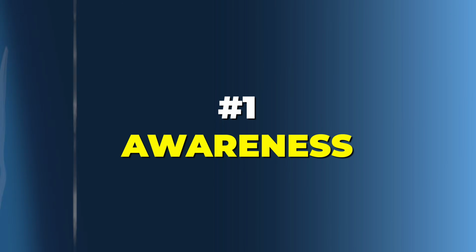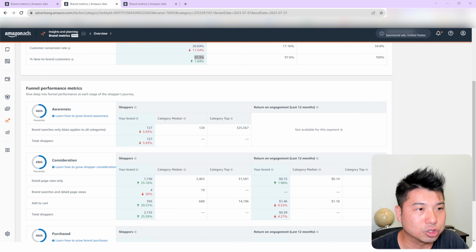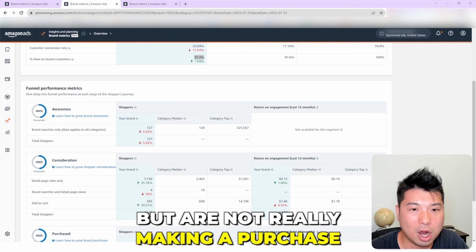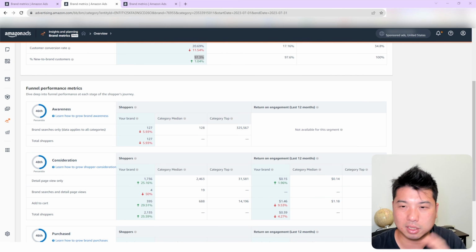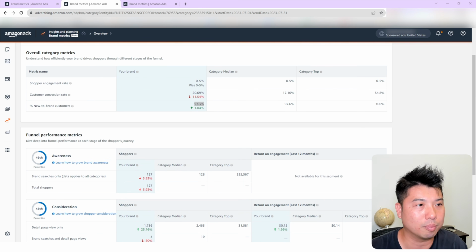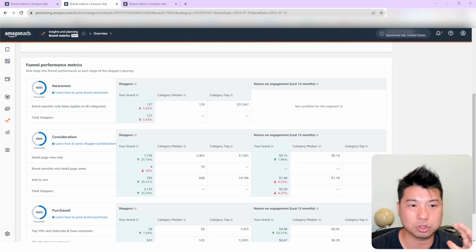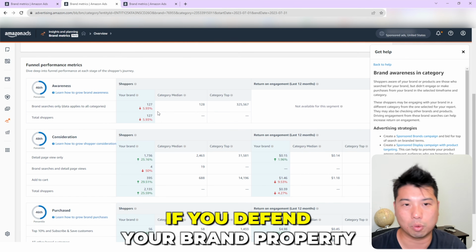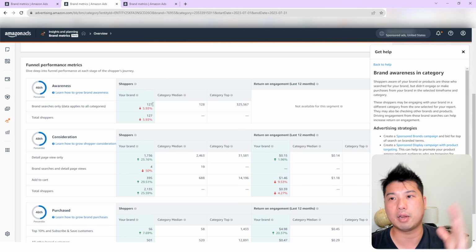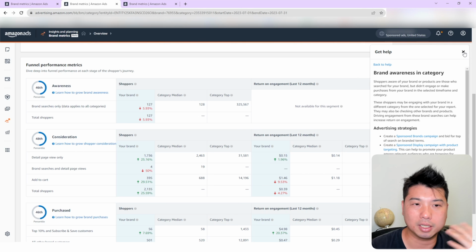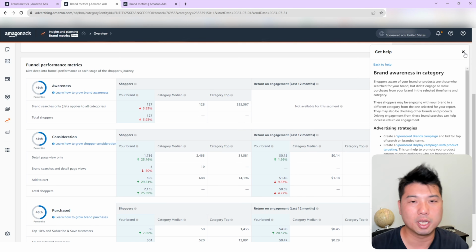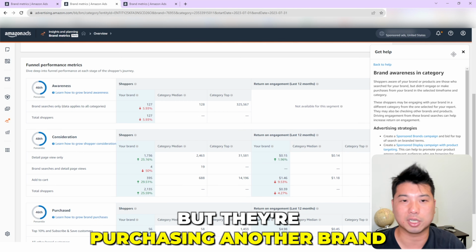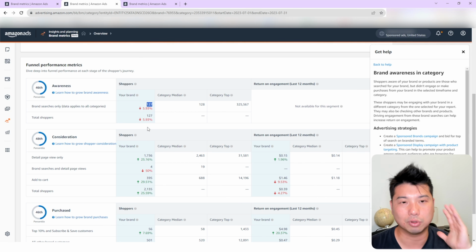So what's awareness? Awareness is the people that are searching for your brand but are not making a purchase. This ties back to what we talked about earlier: when people search for your brand, they are probably going to your product listing page. So the chances are this number should be low if you defend your brand properly. This number would be high if you're not running any branded defense campaign and you're not bidding on your brand. People are searching for your brand, but they're purchasing another brand. That would cause your number to be high.